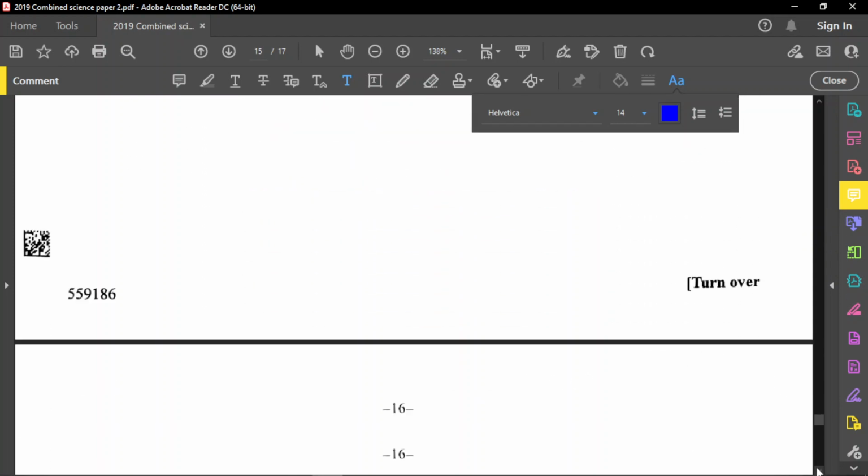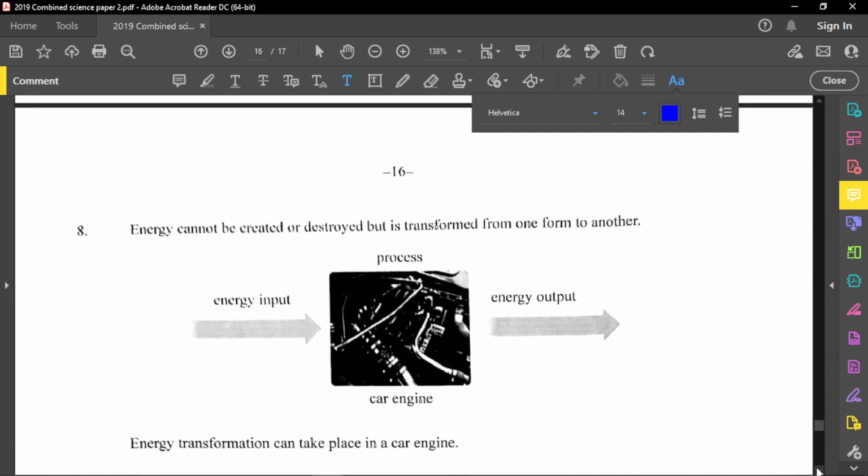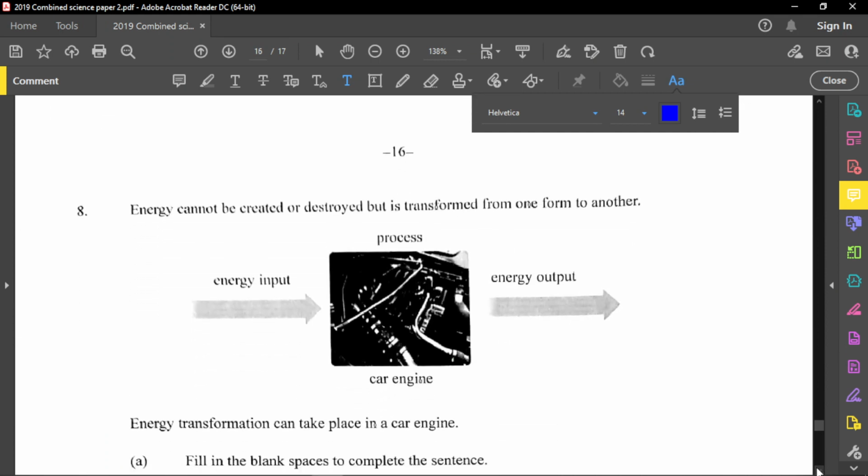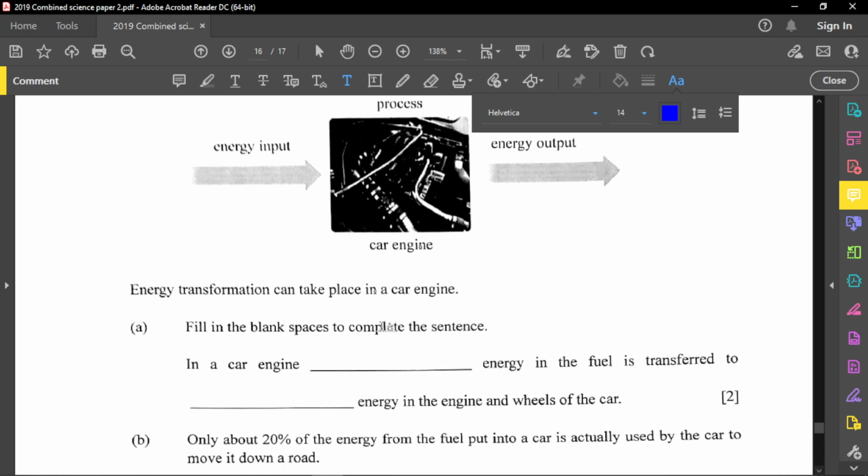All right, and so we're going to a final question now. It said energy cannot be created or destroyed, but is transformed from one form to another. And here we have an energy input and energy output in a car engine. So this is a car engine question, based upon energy. It said energy transformation can take place in a car engine. Fill in the blank spaces to complete the sentence.